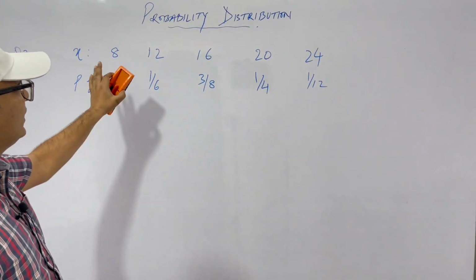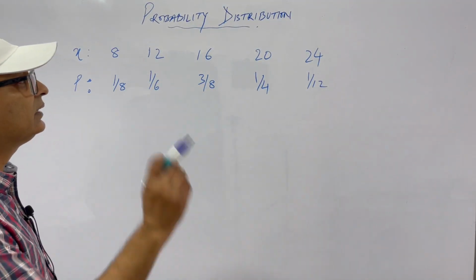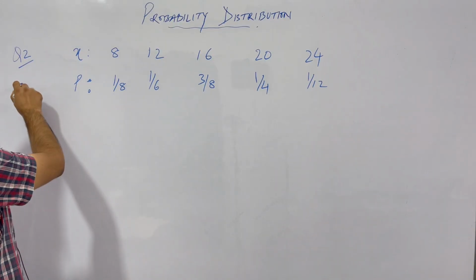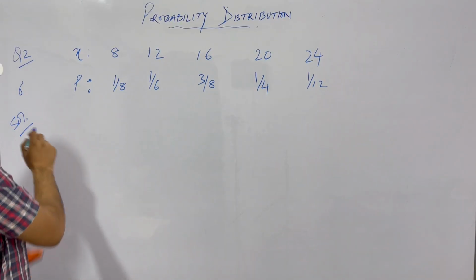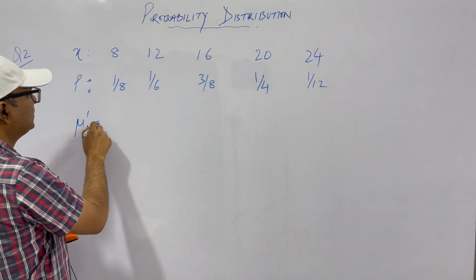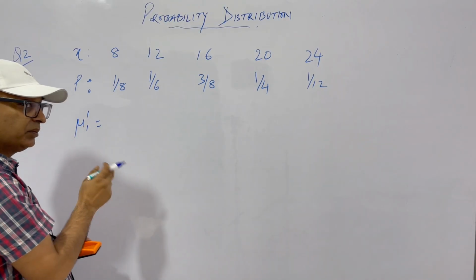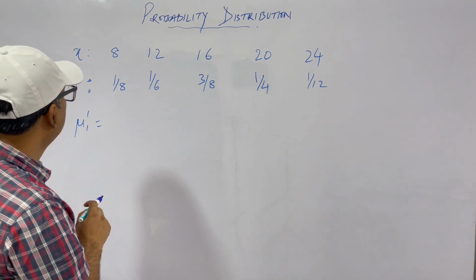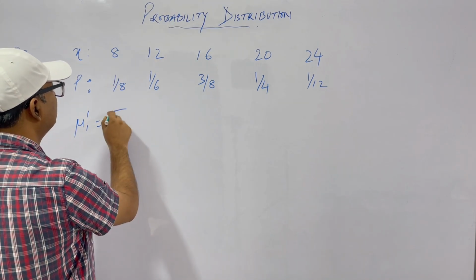We have our distribution like this. We have to find the standard deviation, sigma. So let's start solving. First of all, we will have to find mu1 dash, that is the mean. Then we will find mu2 dash, and from there we will find the variance. So mu1 dash is what? Sigma PiXi.